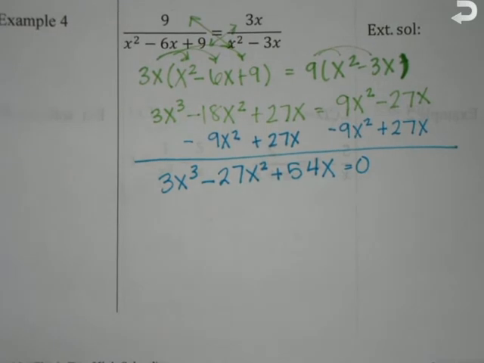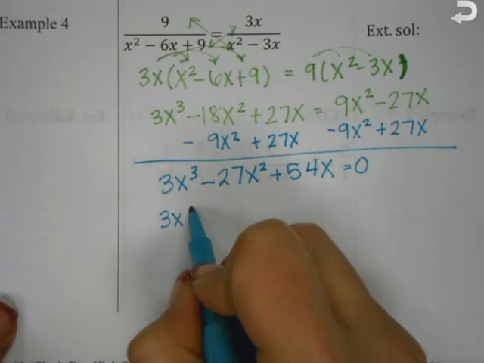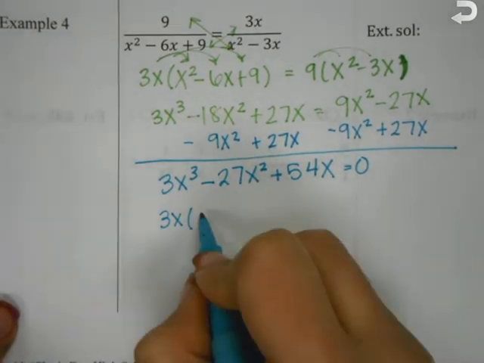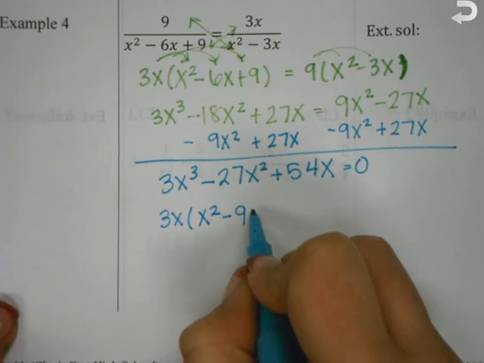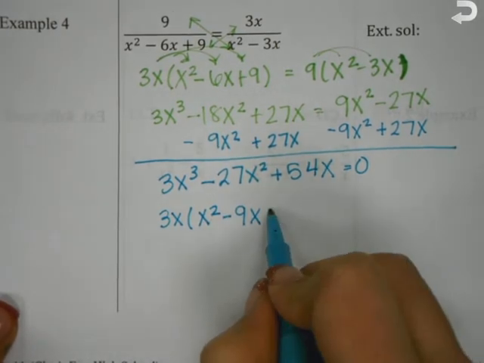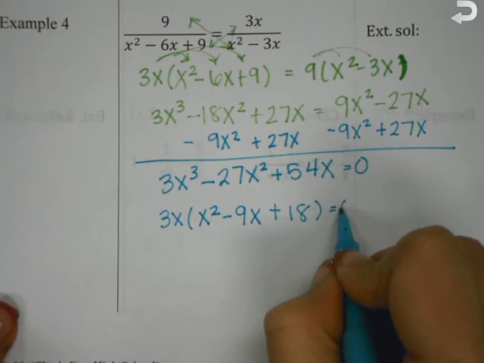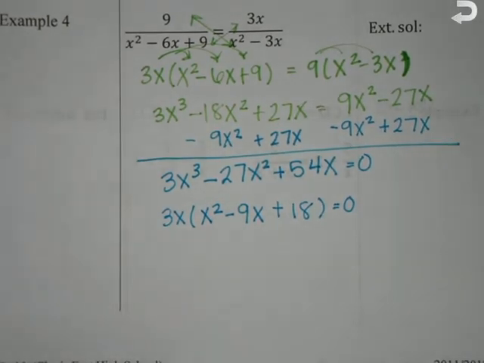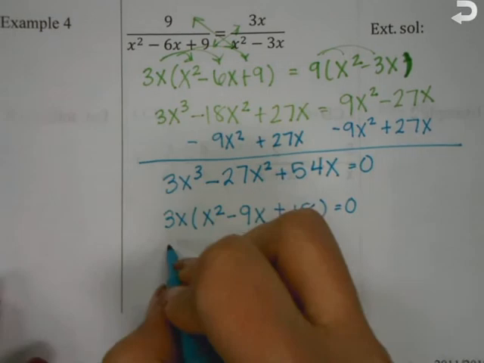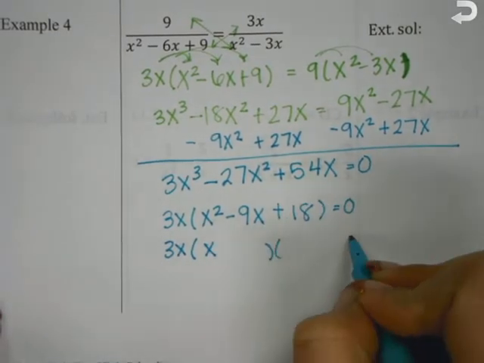That leaves me with 3x squared minus 9x plus 18 equals 0. Now what? Diamond. So we have 3x times two numbers that multiply to positive 18 and add up to negative 9. Negative 6, negative 3. Okay, so I factored the whole thing out.